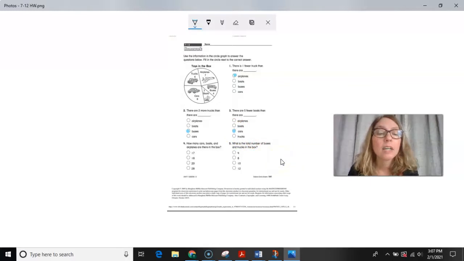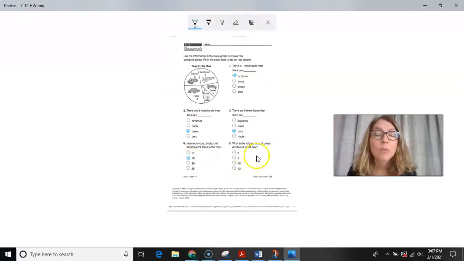How many cars, boats, and airplanes are there in the box? So this is one of those all together questions, or not even all together because we're not adding all of them up, but we're going to add up cars, boats, and airplanes. Let's see, airplanes are 7, boats are 3. 7 plus 3 is 10. And if we add in the 8 for the cars, we get 18. And this is our answer.